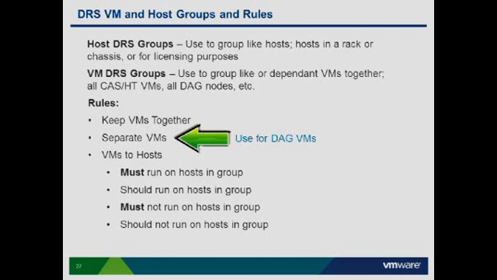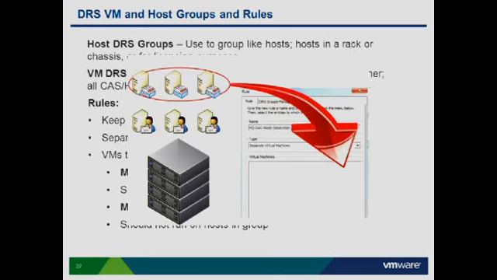Remember, DAG nodes of the same DAG, obviously we can have more than one DAG in an environment, but DAG nodes that are in the same DAG should typically not reside on the same host. If you follow Microsoft best practices, the databases are going to be spread out among all of the DAG nodes, which means that if we had two DAG nodes on the same host, we could potentially end up with the active and passive database on the same host, something that we don't want to have happen, at least for very long.